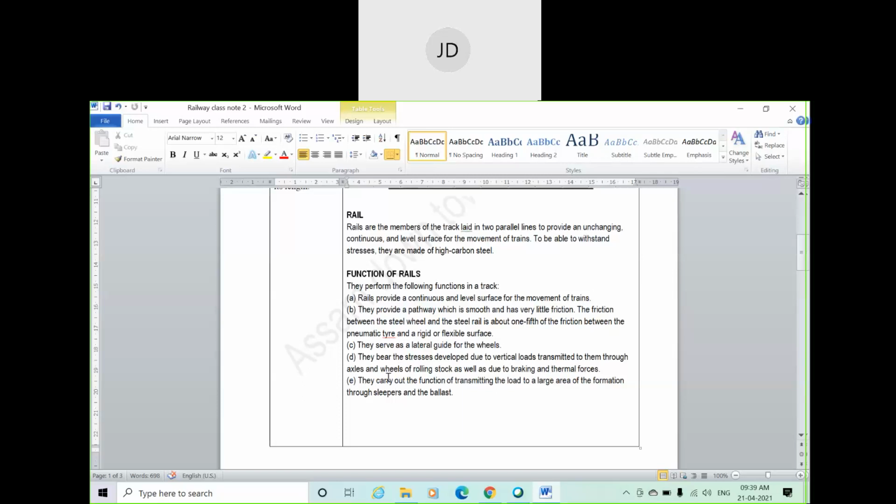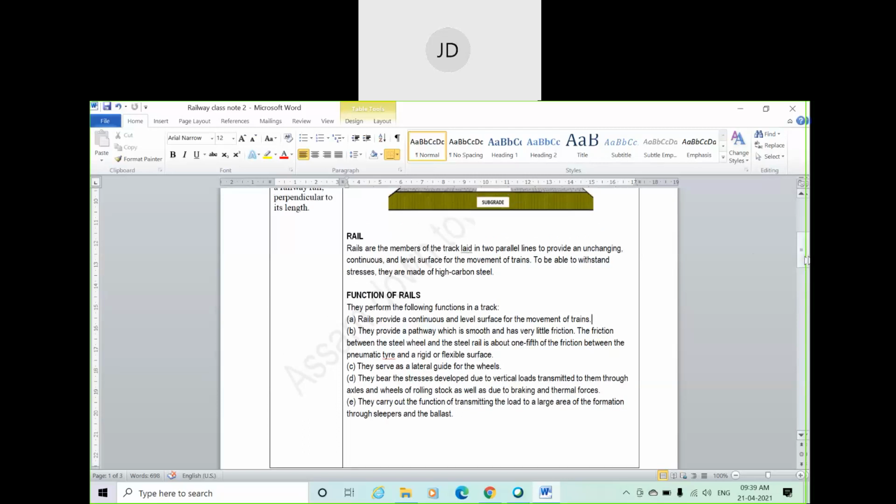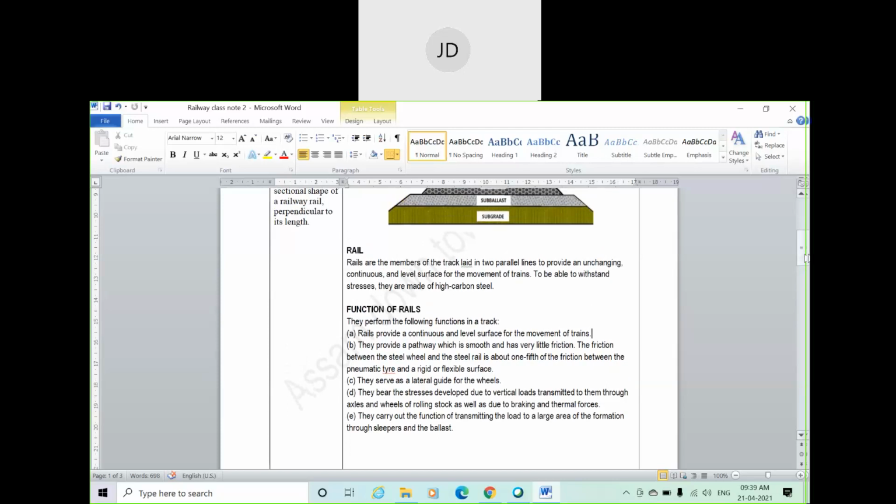Fine. Okay, next, rails bear the stresses developed due to the vertical load transmitted to them through axle and wheels, rolling shock, as well as braking and thermal forces. So there might be chances of braking, and there may be chances of thermal forces. Thermal force means there is a temperature rise because of the friction, or maybe because of the atmosphere. The thermal force also acts on the rail, as well as the vertical load that is transmitted.